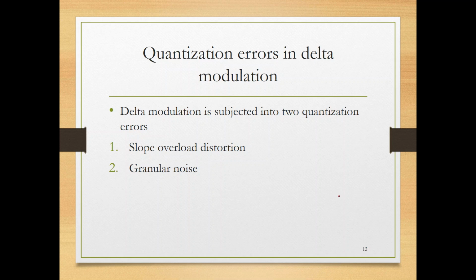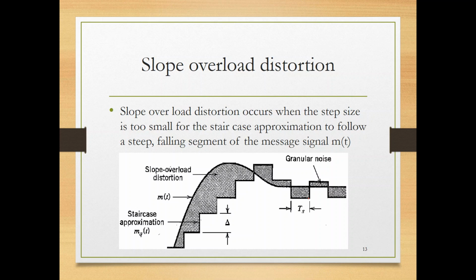So, slope overload distortion. Why do we have slope overload distortion? It happens when your step size is so small that it cannot follow the variation and the slope in your message signal. See, your delta is small compared to the variation, the slope of your analog signal.